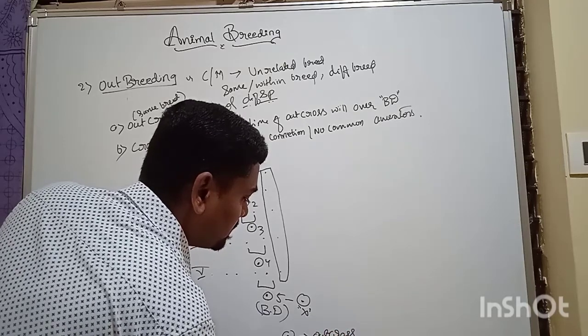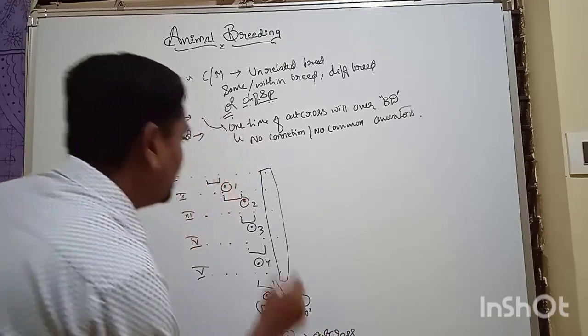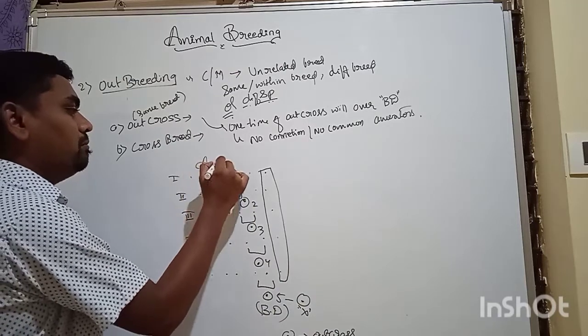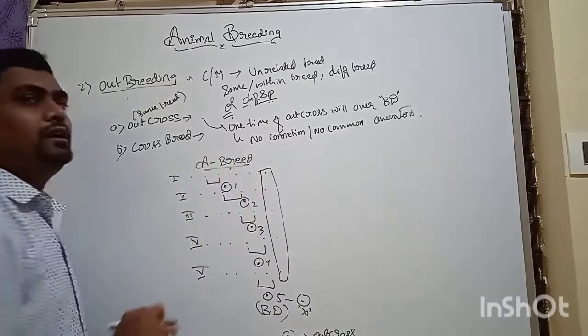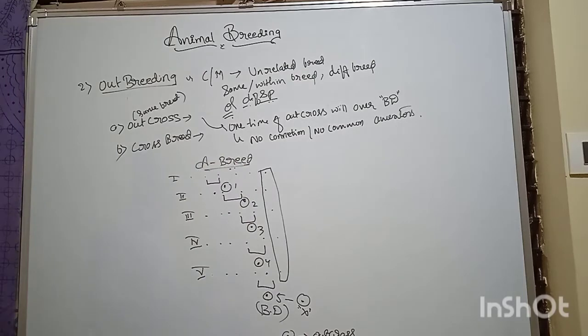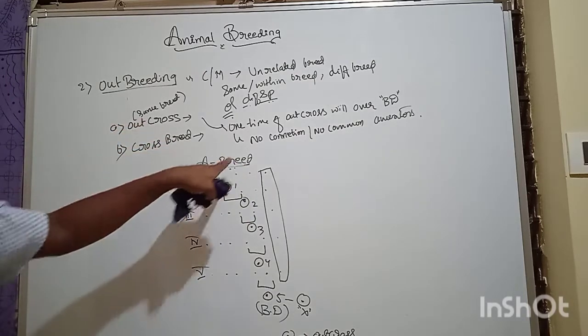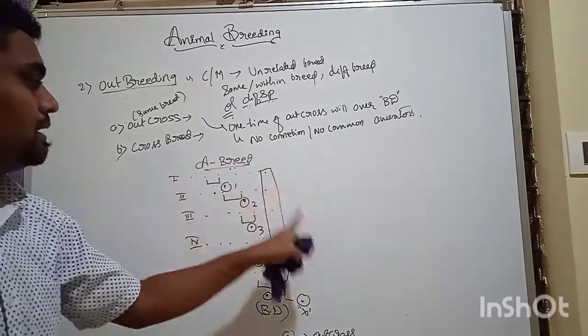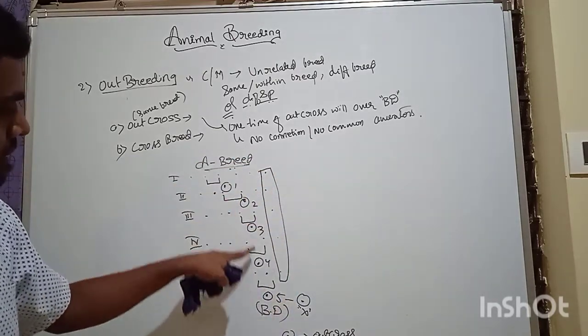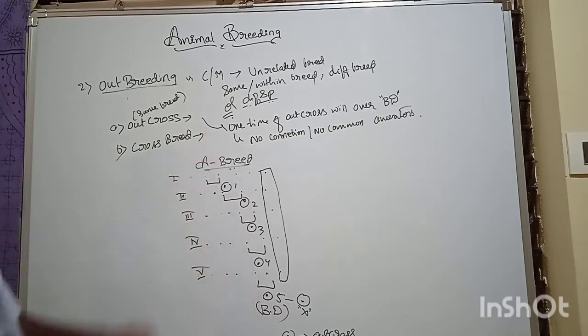Outcross breed. It is happening inside the A breed only. It is happening inside breed A, that is nothing but inside the same breed, but with no common connection and no common ancestors. Correct? Ancestors are here. Okay, this is outcross.